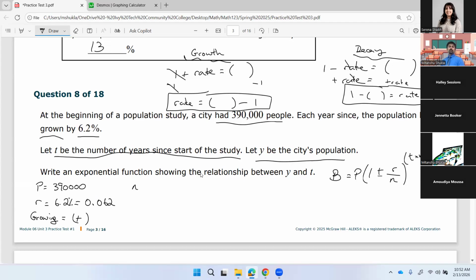Now my n is the number of times that I compound inside of a year. Well, this population is growing 6.2%. Is it every month? Is it once in a year? It's growing by that much? Is it once in every 3 months? What's the answer? How many times a year does it grow by 6.2%? Each year. So that means what? One.